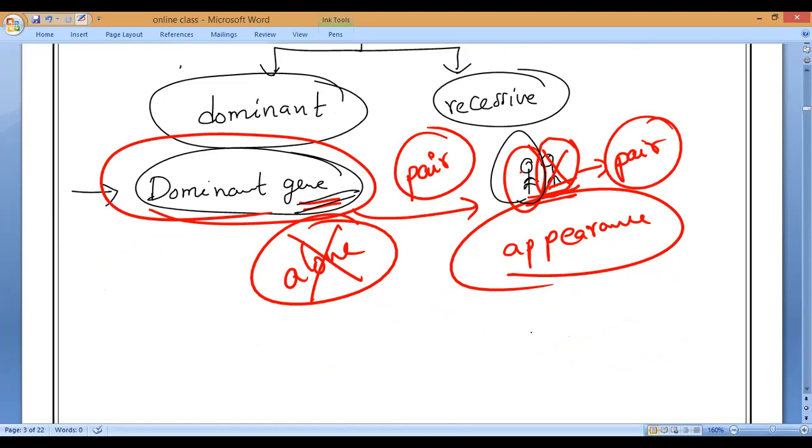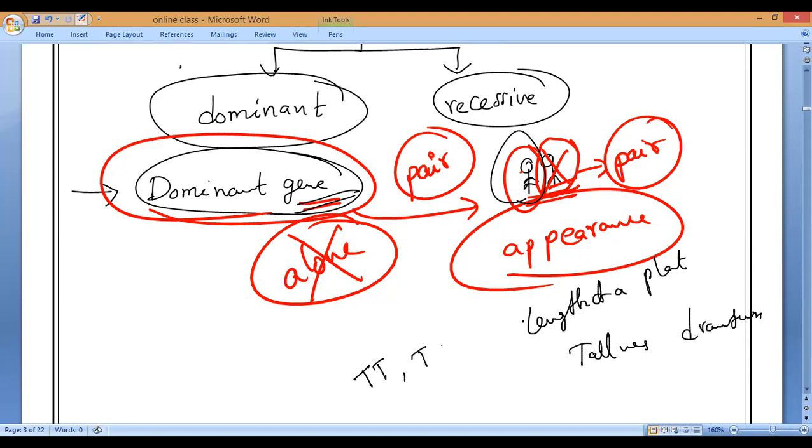For example, if we take the length of a plant, either tallness or dwarfness. Is it yes or no? Please respond. So maybe a capital T can be present in the gene, or small t. Now if both are capital T, both are dominant genes, so the plant can appear how, guys? Tall or dwarf? Anybody?